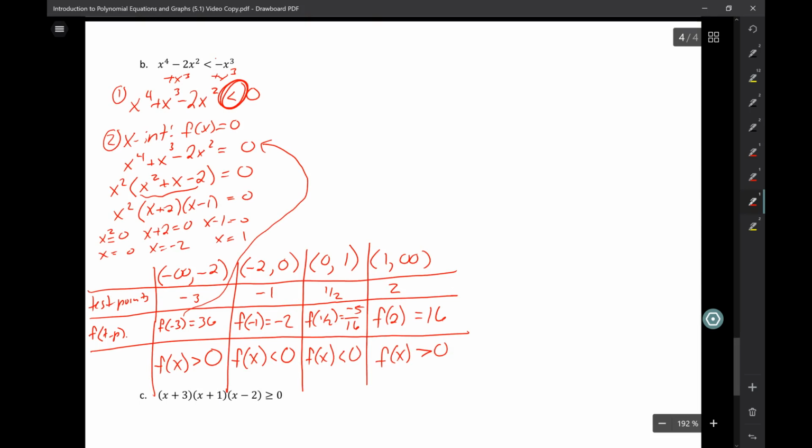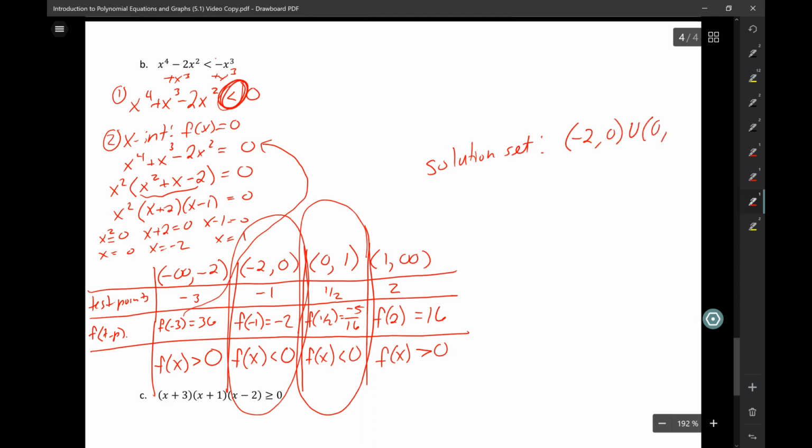Therefore, circle everything that's less than 0 at the very bottom row here. This is less than 0, and this is less than 0. But the inequality was strict, which means there was no "or equal to," so we cannot include the x-intercepts. Therefore, the solution set is -2 to 0, union 0 to 1. We cannot include -2, 0, or 1 because all those would make the function equal to 0, but we have a strict inequality of less than, not less than or equal to. So this is the answer here.